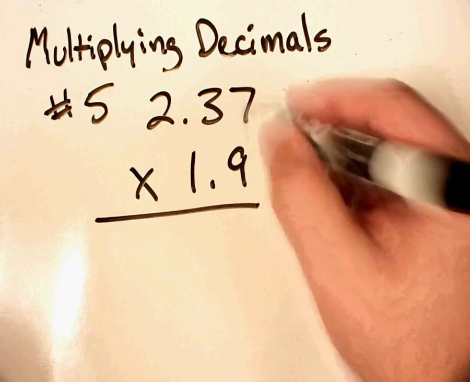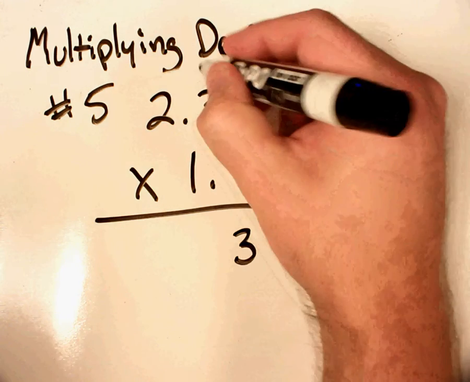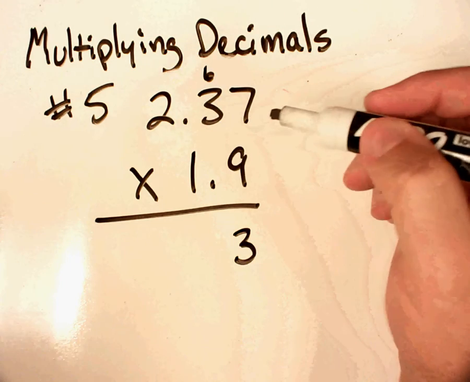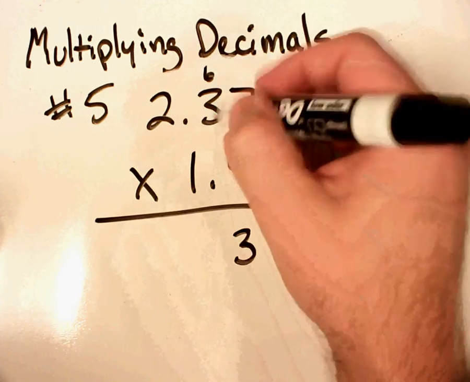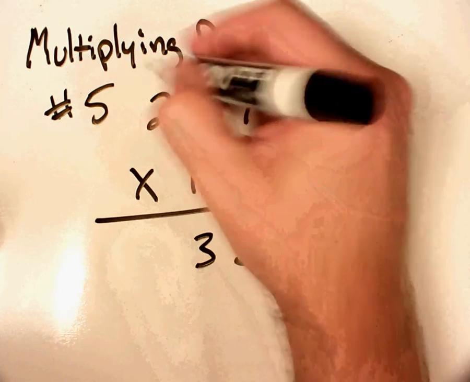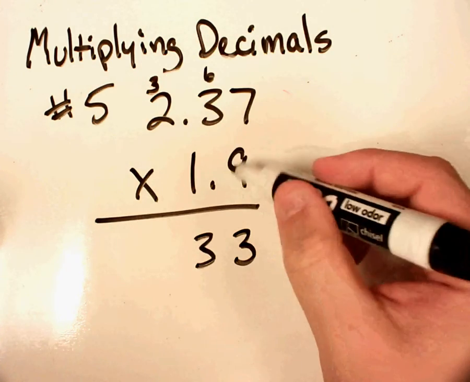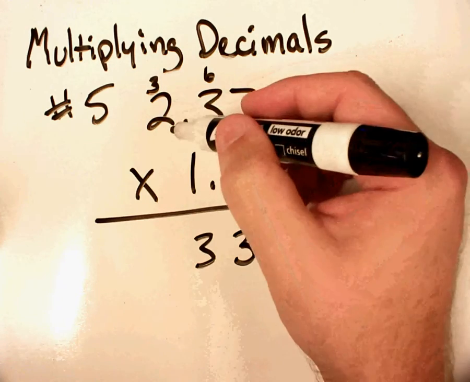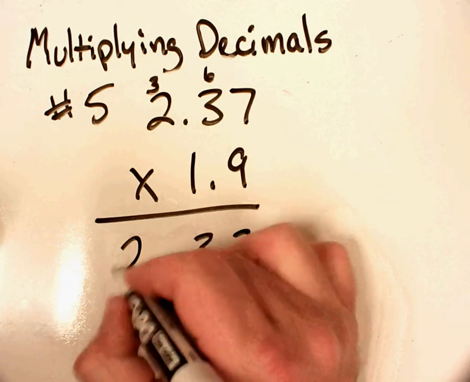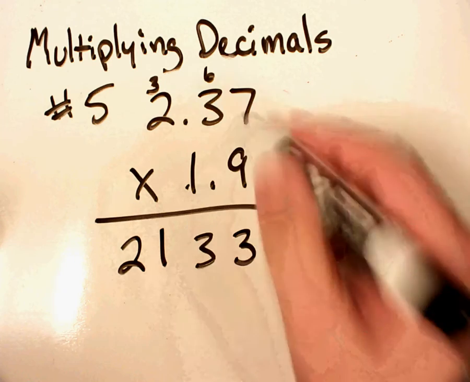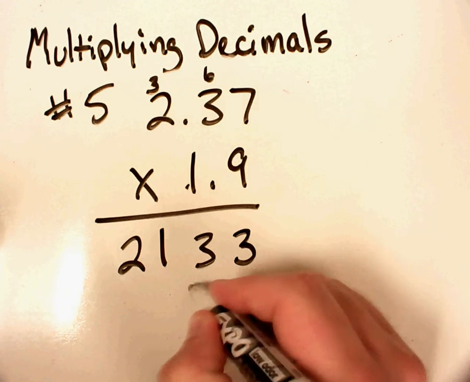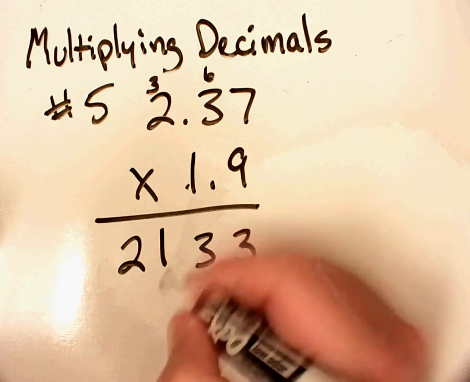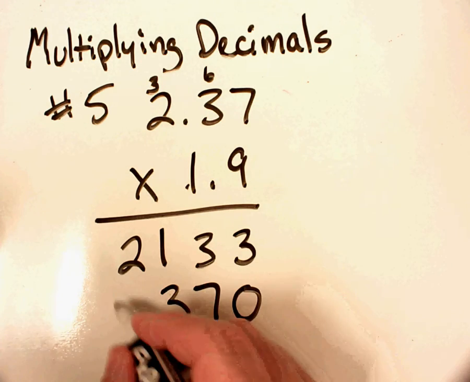All right, 9 times 7 gives me 63. Carry my 6. 9 times 3 is 27, plus 3, or excuse me, plus 6 is 33. Carry my 3. 9 times 2 is 18, plus 3 is 21. Second number, so I'm going to put my placeholder down, multiply by 1. 1 times 7 is 7. 1 times 3 is 3. 1 times 2 is 2.